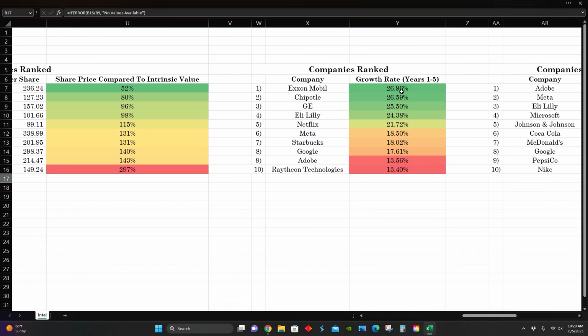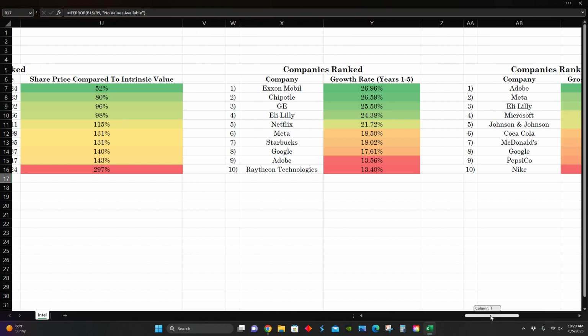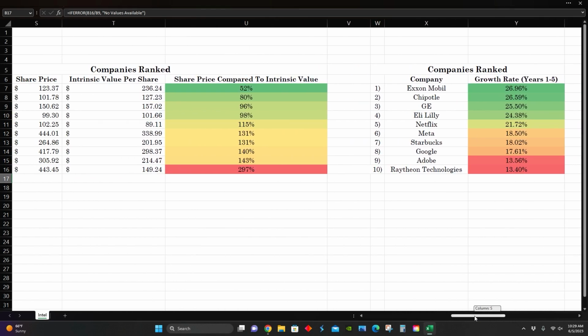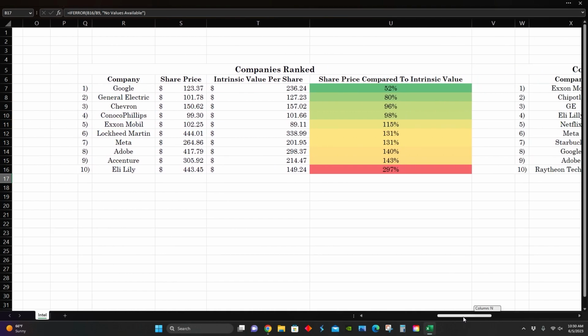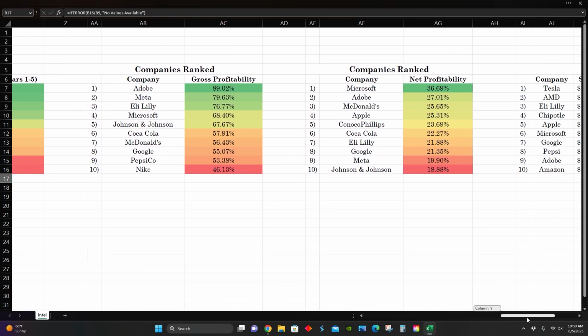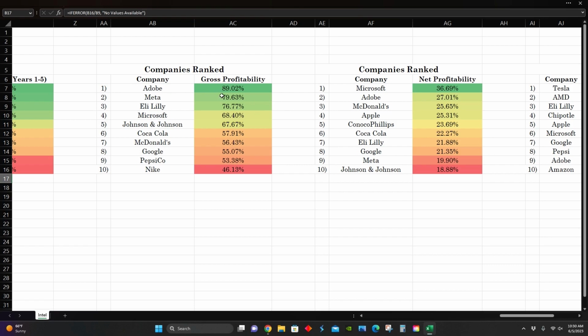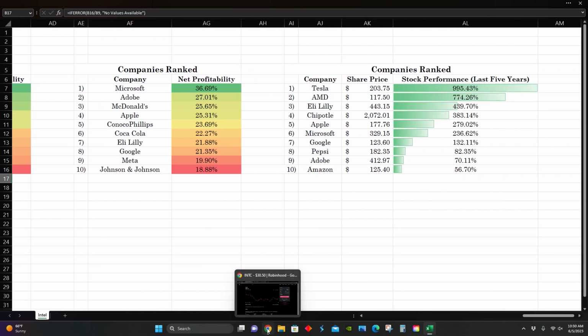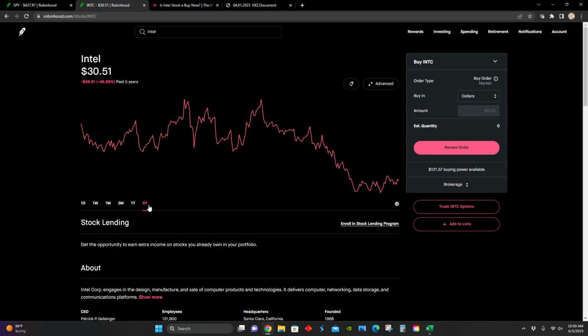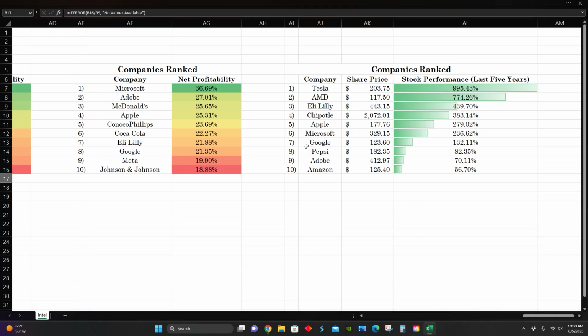ExxonMobil holds the number one spot at around 26 to 27%. In terms of gross profitability and net profitability, Intel has 42% gross profit, 12% net profit. Also not good enough to get them onto the table here. Adobe holds the number one spot at 89%, and Microsoft at 36% for net profit. And then for stock performance over the last 5 years, Intel is down almost 50%. So they're definitely not getting onto this table.